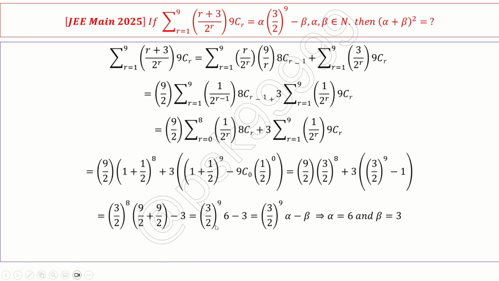So if I simplify, I will get (3/2)^9 (6 − 3). So my alpha is 6, beta is 3, correct? So once I know this, (alpha + beta)^2 is (6 + 3)^2, which is 81. Okay, so most of these binomial questions you have to do something like this. And if you see the next questions, you will understand, you will do it in a similar way. Okay, next.